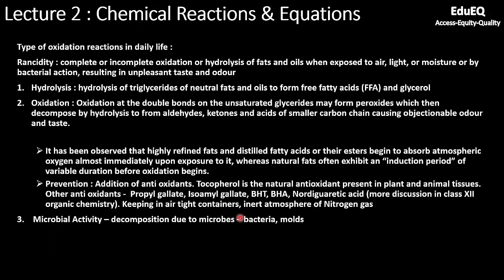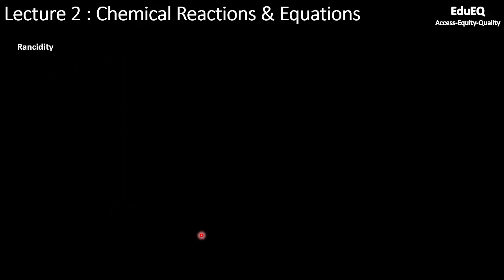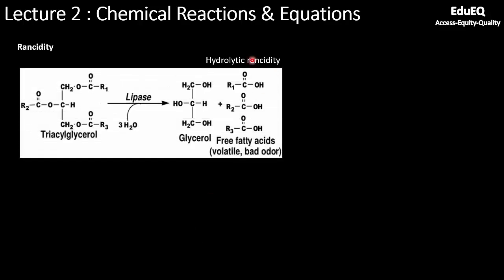Then the third mechanism for rancidity would be microbial activity. So bacteria, fungus, molds, such types of microbes can destroy the quality of fat. Whatever we have written there, I would like to show some examples. Don't get afraid if you see such large structures. These are nothing. We will learn about these when we start doing organic chemistry.